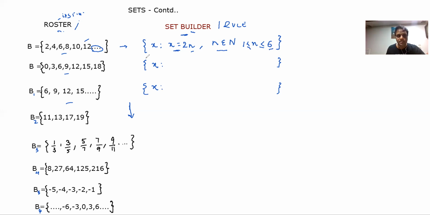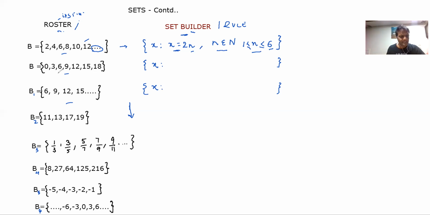Now, I'm just trying to explain that this is very simple. All you have to remember is the curly bracket starting with x colon, x is such that an equation will satisfy this series, and then you have to either give this range or not give this range. You give this range when there are limited numbers. You don't give this range when it is an open-ended series which never stops.